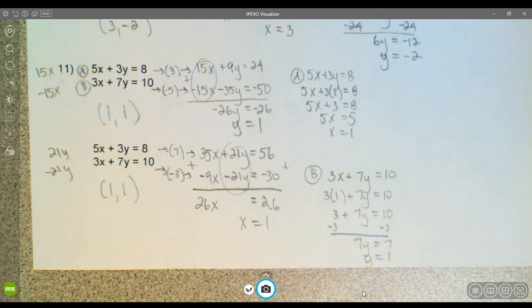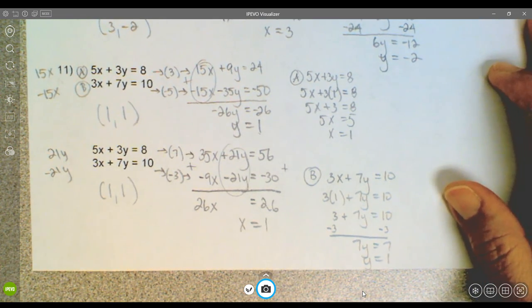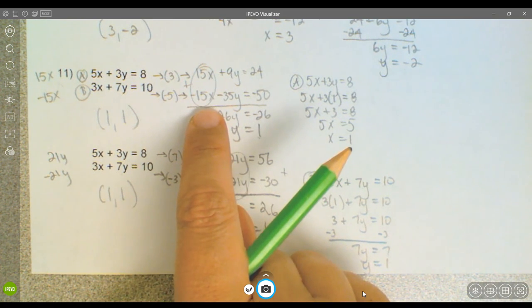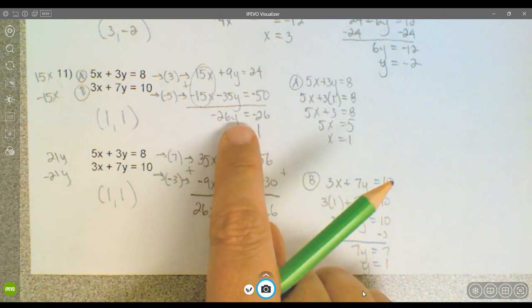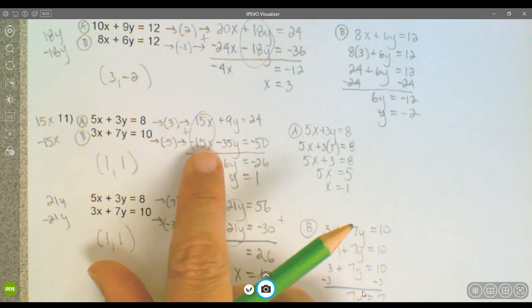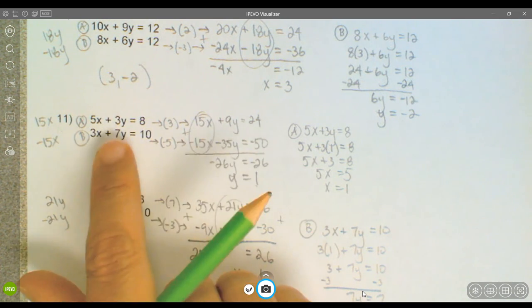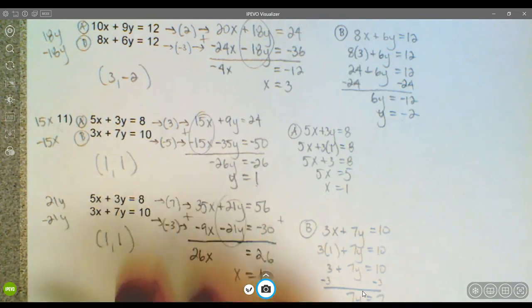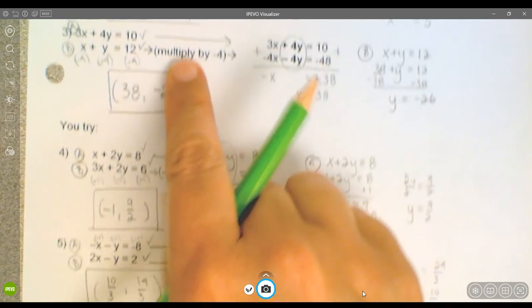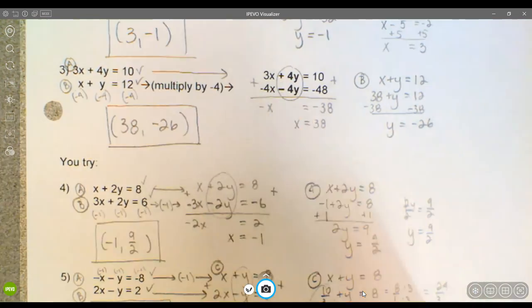So what is the goal here? The goal here is to still make opposite variables, okay? So that when you add the opposite variables, they zero out, they eliminate. And in doing so, you're left with one variable, one equation, and you find the other. So in these cases, you have to change both equations. Sometimes you'll only have to change one equation here, but the goal still is to make opposites to eliminate.